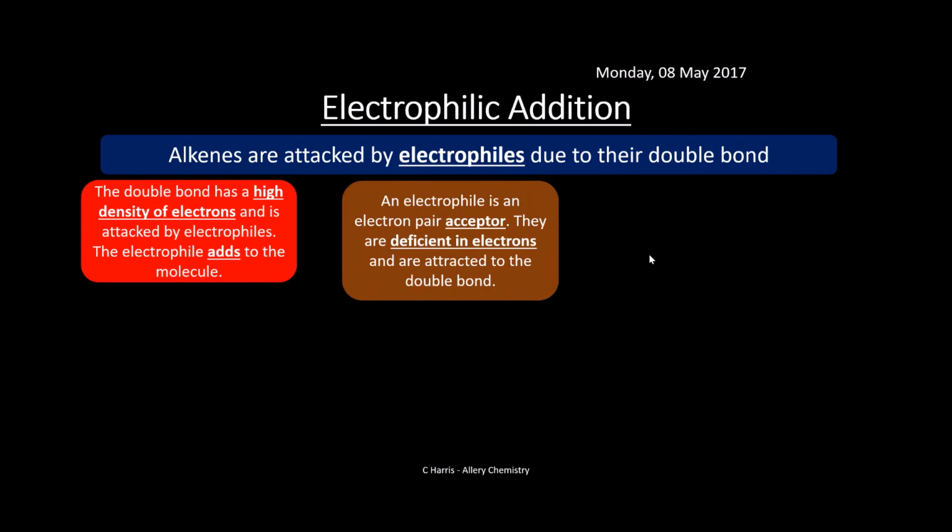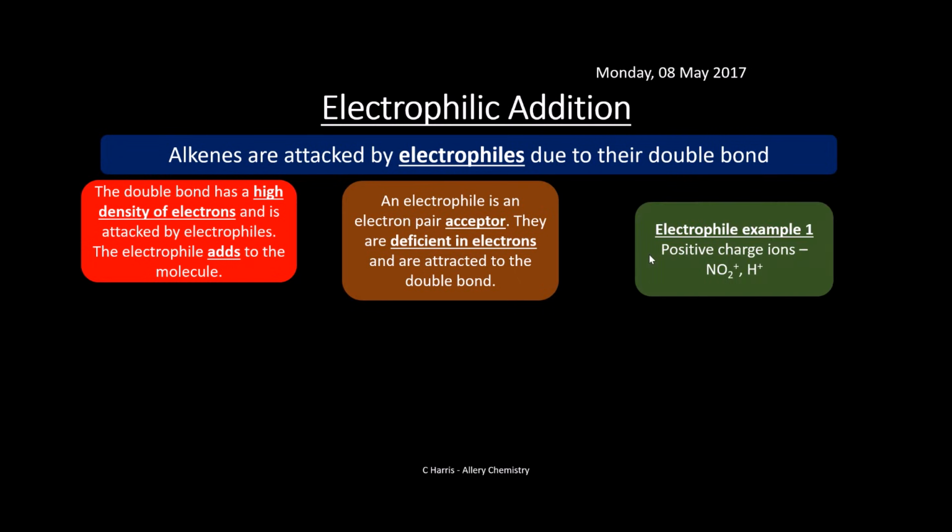So the electrophile is an electron pair acceptor. Remember, we looked at nucleophiles as well. You need to know about them. Nucleophiles have a lone pair of electrons. Well, these are kind of the opposite. These accept the electron pair, they are deficient in electrons themselves, and they are attracted to that double bond. Examples of electrophiles are things with a positive charge like NO2+, H+, etc.